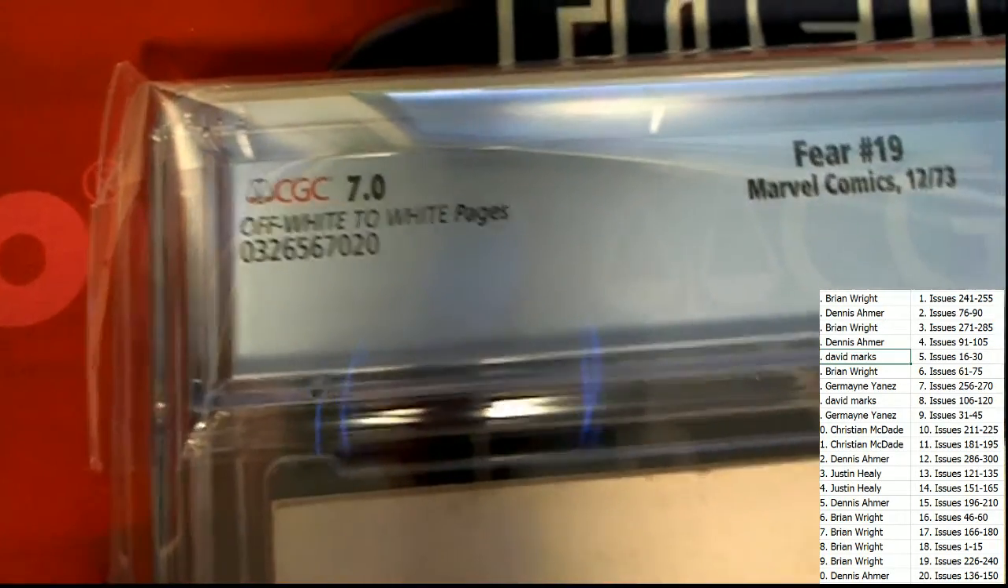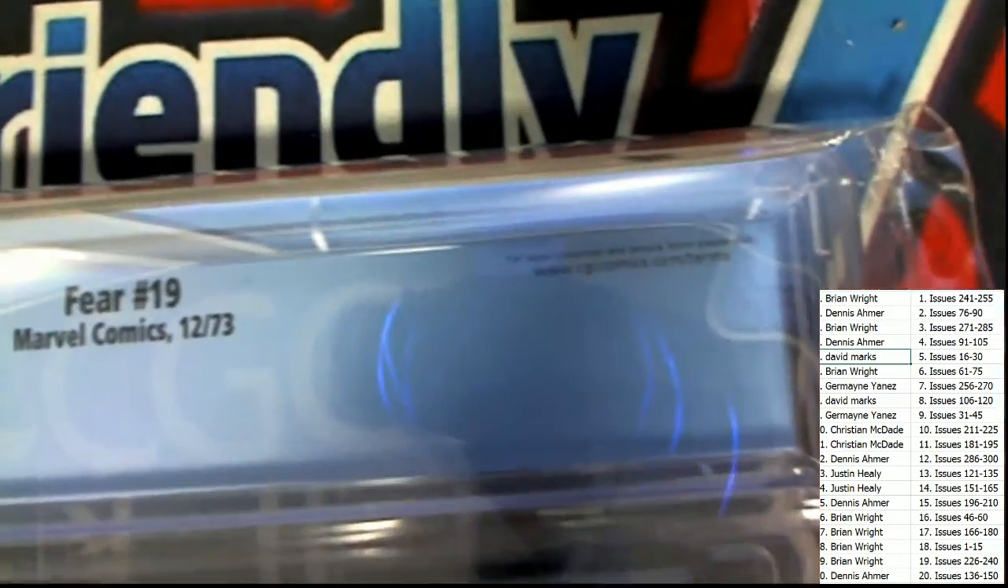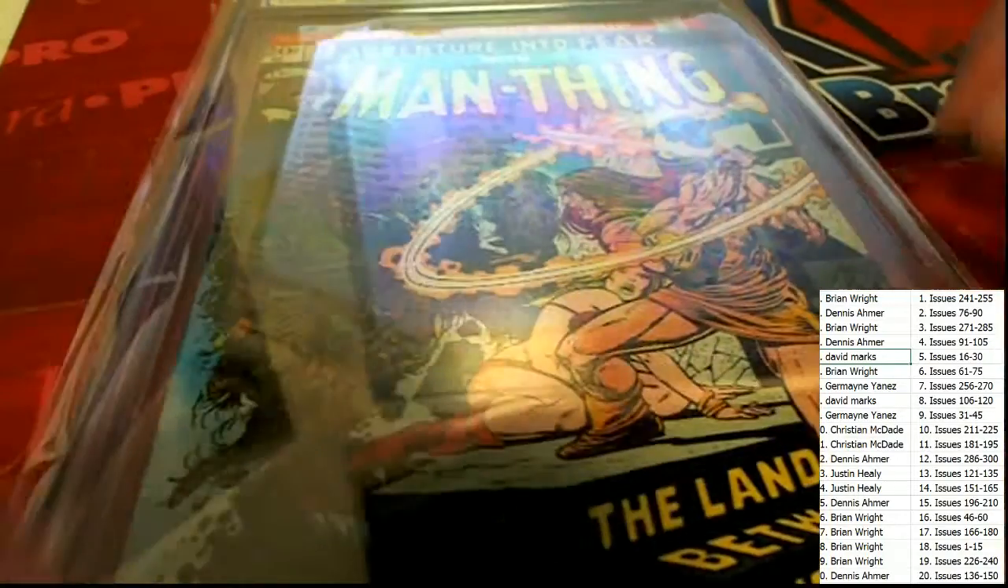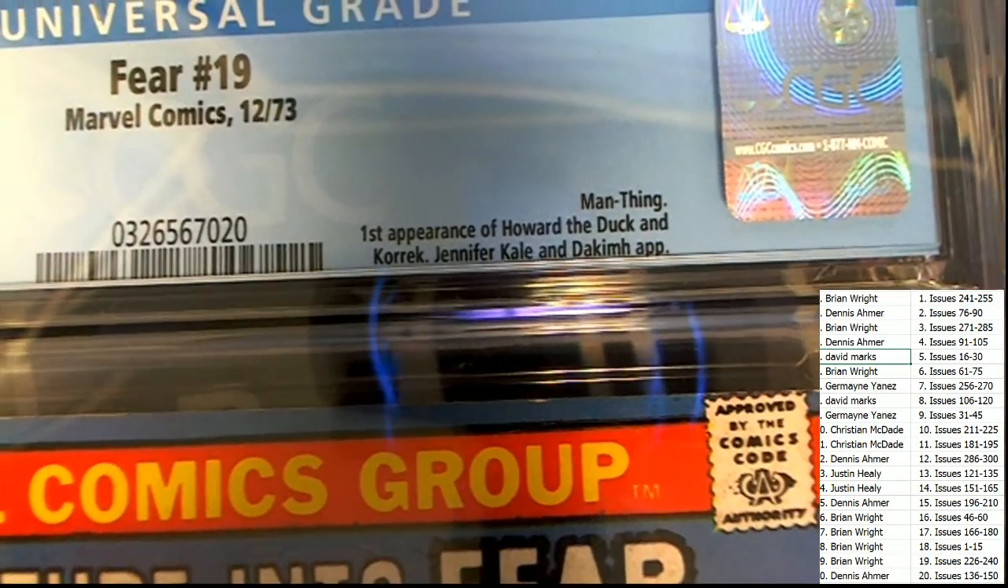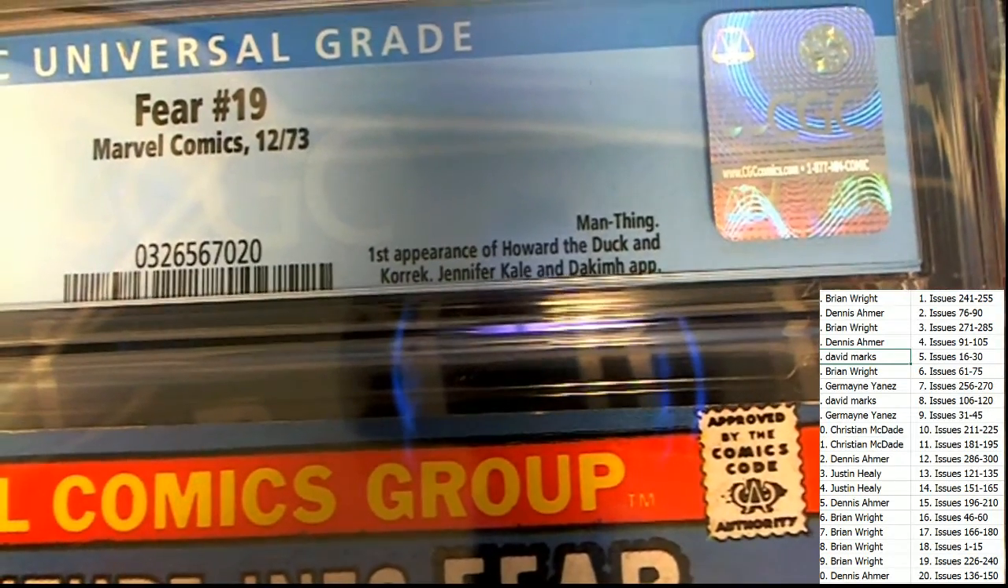It gives you a little bit of information as to why it got that grade. And it's just a really cool item. So one more look at some of these specifics.